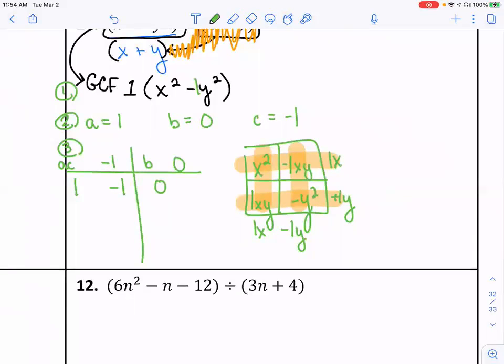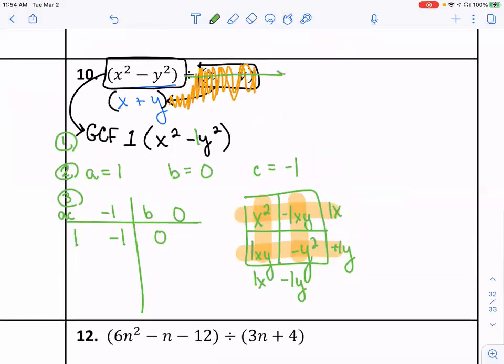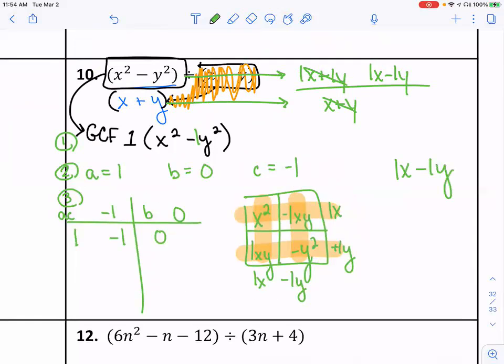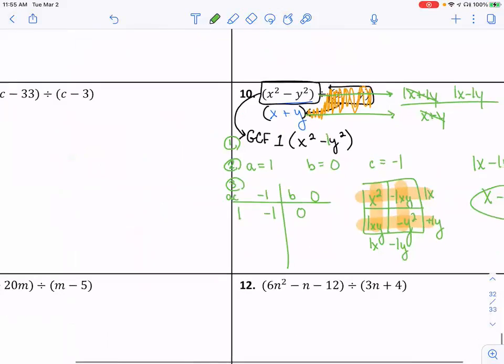Which one is going to cancel? I can rewrite it if that's helpful. We just got 1x plus 1y, and we got 1x. So 1x minus 1y. It is odd when it's written sideways like that, so I would encourage you guys to rewrite it so you can visualize it a little better.